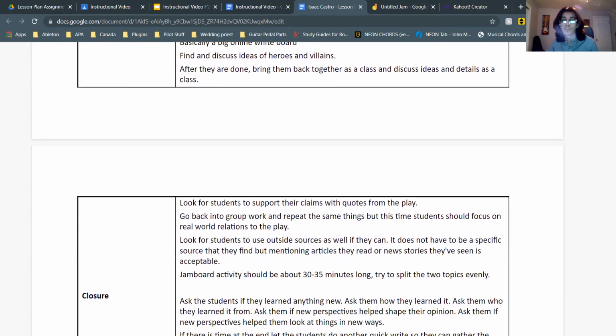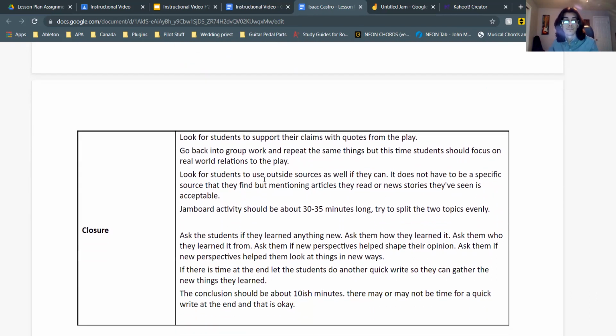Yeah, look for students to support their claims with quotes. That's super important because it shows that they're actually looking for it. Look for students to use outside sources as well if they can. So outside sources, I'm not directly saying I want them to go find an article and include it in the Jamboard. I'm just saying outside sources in the sense of things they've seen on the news or things they've seen around the town or in the city or at school and stuff like that, and to relate that in.